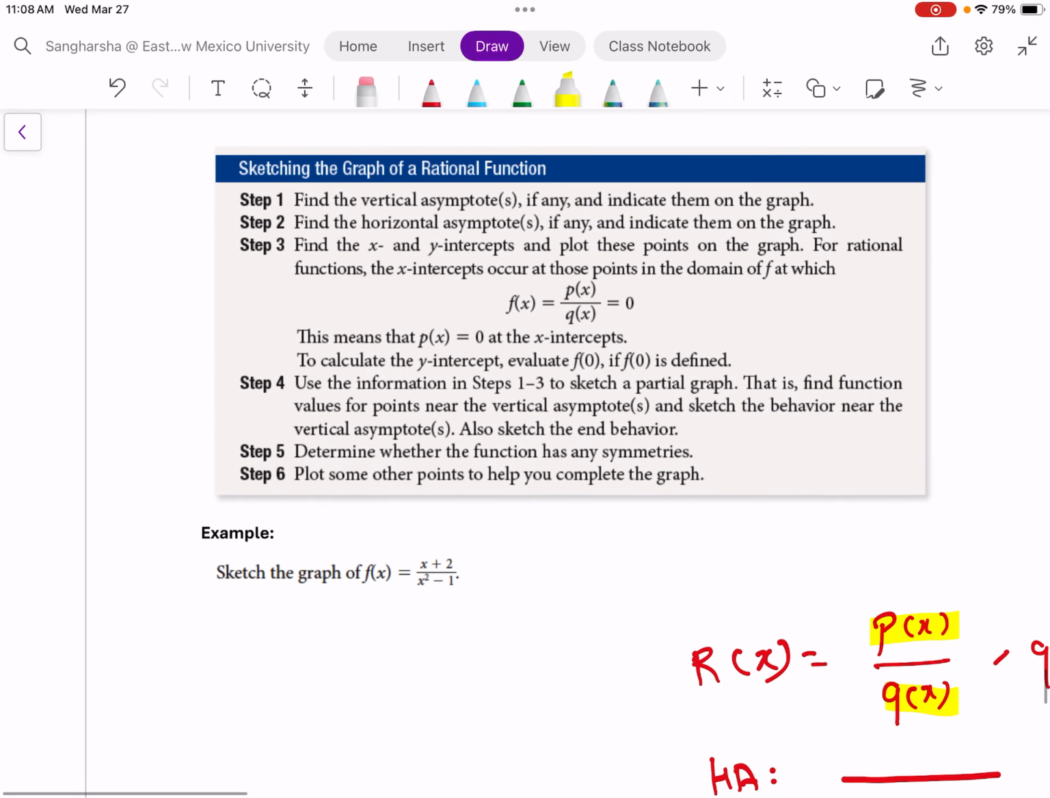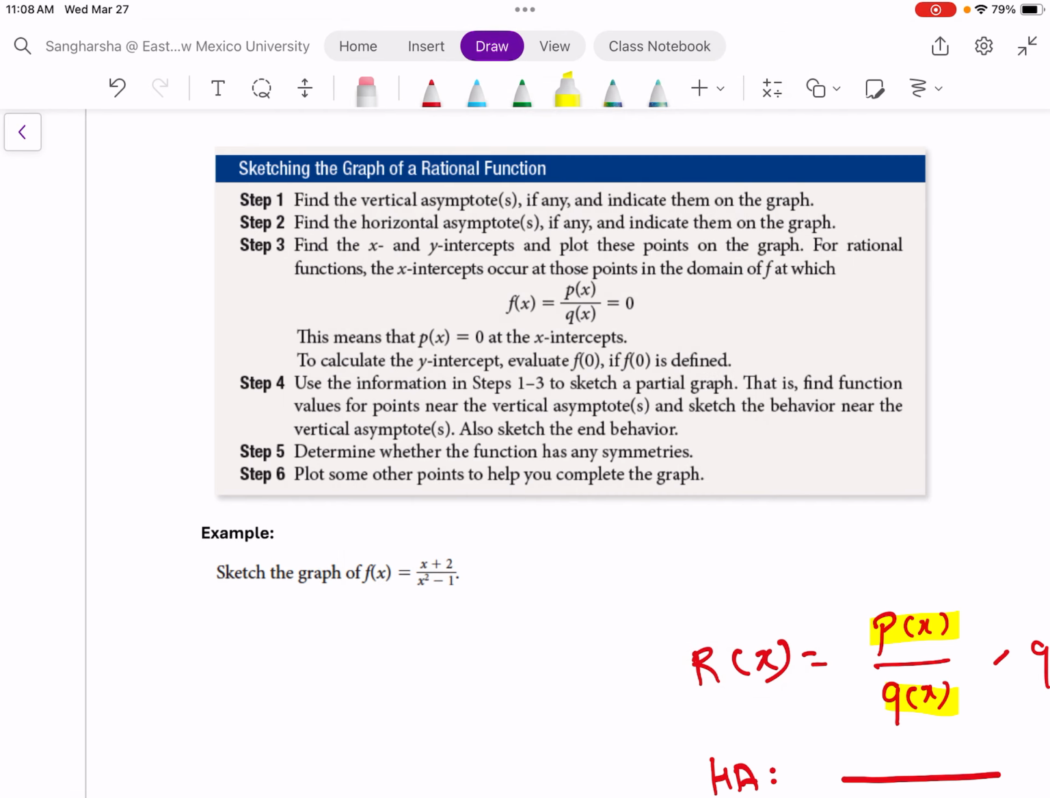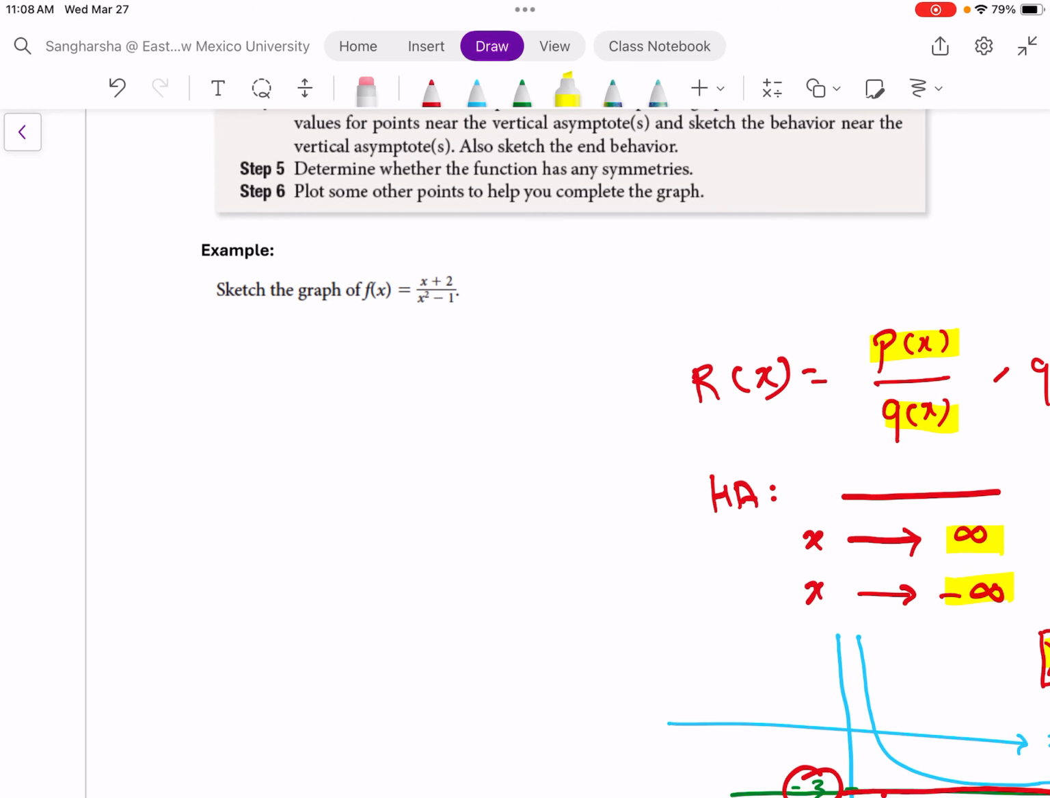So the very first step, whenever we are graphing a rational function, is that we need to find the vertical asymptotes, okay, and indicate them on the graph. Similarly, we need to find the horizontal asymptote and indicate it on the graph. Now let's do that for this example. So we have this example here that we are trying to graph. In order to graph a rational function, we find the vertical asymptote first, okay.